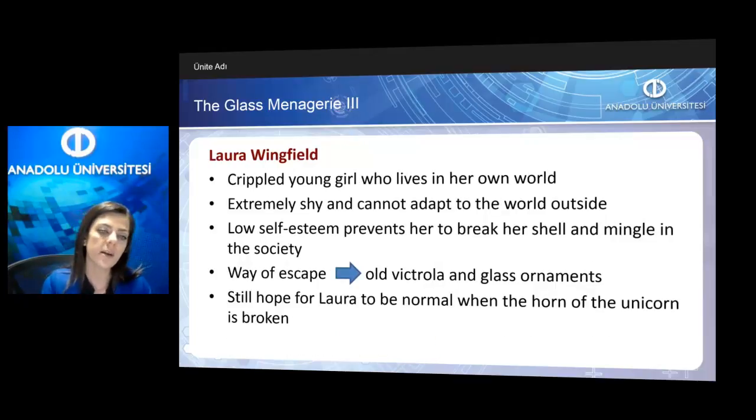Laura Wingfield is a crippled young girl who lives in her own world. She is Amanda's daughter and Tom's sister. She is extremely shy and she cannot adapt to the world outside her. She has a low self-esteem, and this prevents her from breaking her shell and mingling in society. Like the other characters, she has her own way of escape, which is her old Victrola and collection of glass ornaments. And at the end of the play, there is still hope for Laura to be normal, to mingle in society when the horn of the unicorn is broken, so she now has a chance to be normal.